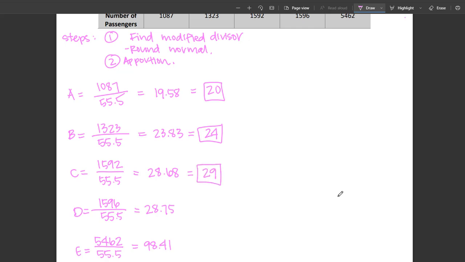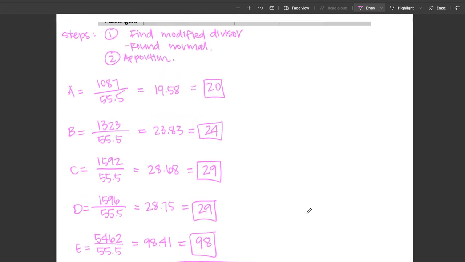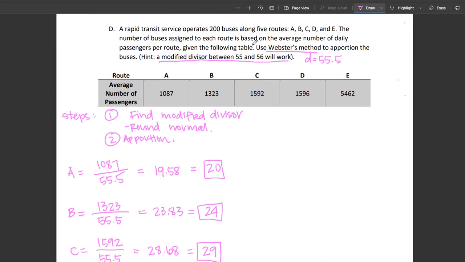We get 29. D, we have 1596 divided by 55.5. We get 28.75, and we can round it to 29. And then the last one, we have 5,462 divided by 55.5. We get 98.41, and that rounds to 98. So when we add all of these up, we get our total of 200. So we are good because that is how many buses that we have.